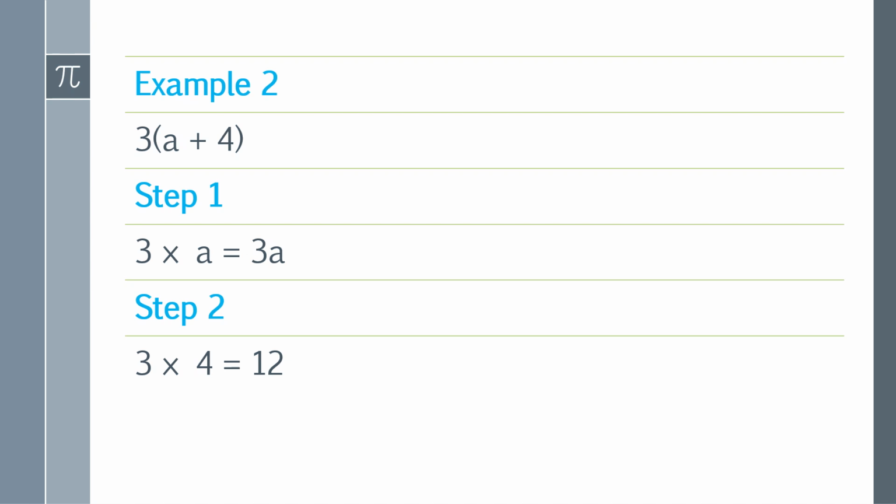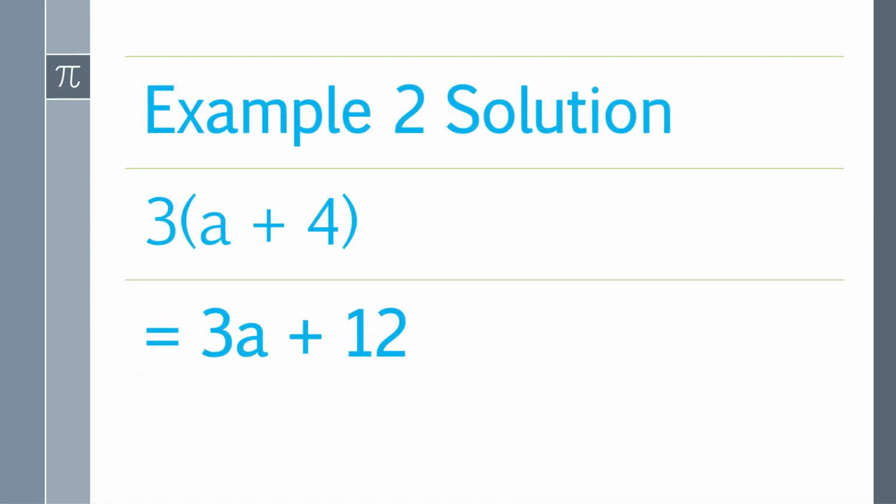Let's look at example 2. We have 3 times a plus 4 in brackets. First multiply 3 by a. 3 times a equals 3a. Next, multiply 3 by 4. 3 times 4 equals 12. Now we can combine our answers. 3a plus 12. Therefore, 3 times a plus 4 in brackets equals 3a plus 12.